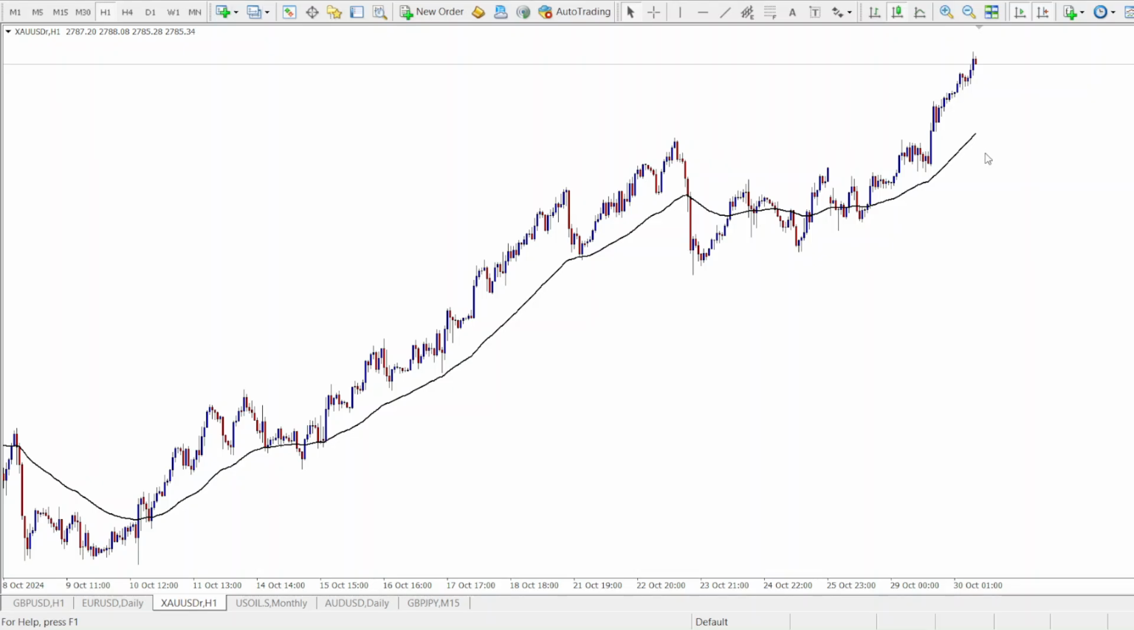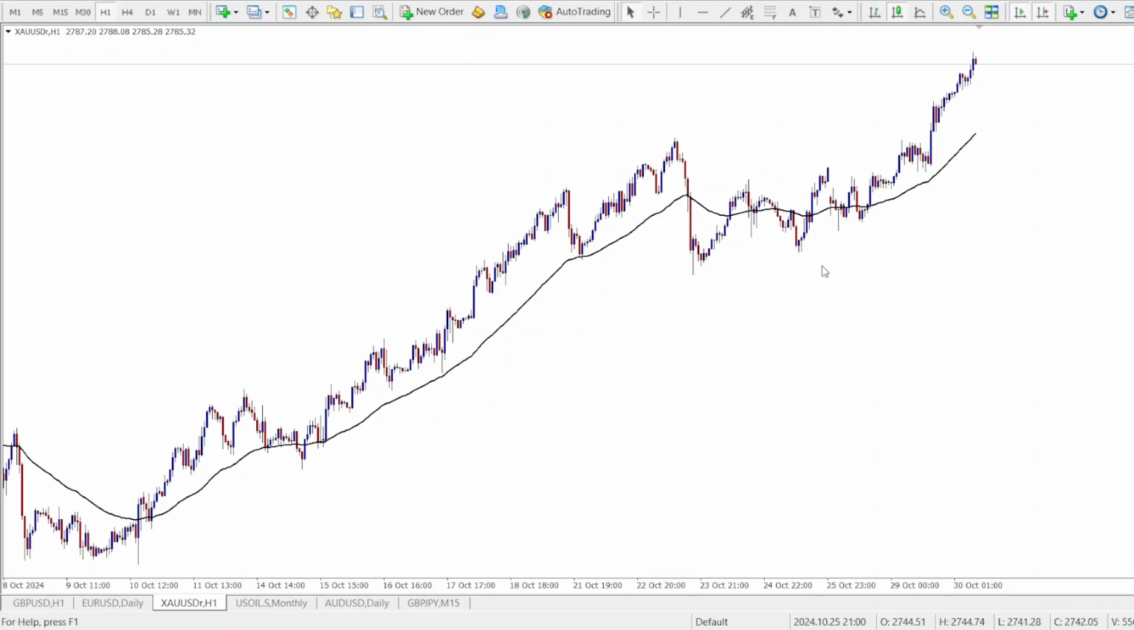All right, now there are different types of moving averages, like the simple moving averages and the exponential moving averages. The SMA calculates the average price over a specific number of periods, while the EMA gives more weight to recent prices, making it more responsive to current market conditions. Okay, now both types are essential for day trading as they help you identify trends and potential reversals more effectively.